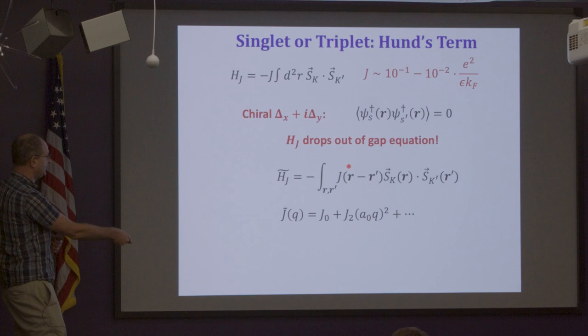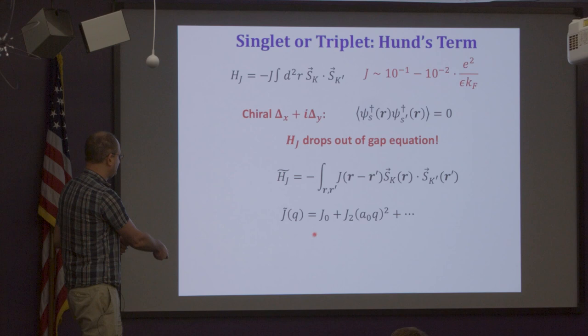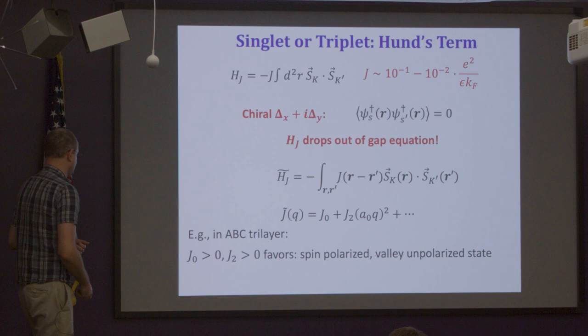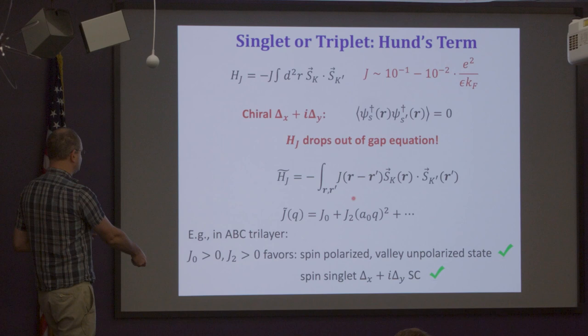So you would say ferromagnet versus antiferromagnet is determined by the first term here, J naught. But singlet versus triplet is actually entirely determined by this J2. Okay, so that can resolve our puzzle, because we can independently account for the fact that the normal state has been polarized, but SC1 has been singlet.